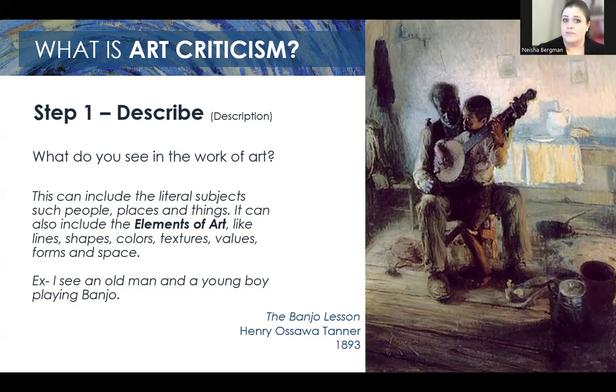It can include the elements of art, which we really haven't gone over quite yet. So line, shape, color, form, value, texture, and space. You can even go into the principles of design to a point. I can see how the balance of the image is not even. The man and boy appear to be off to the left side of the image. Okay, so the step 1, description, is literally what do you see? And you want to describe it as accurately as possible.